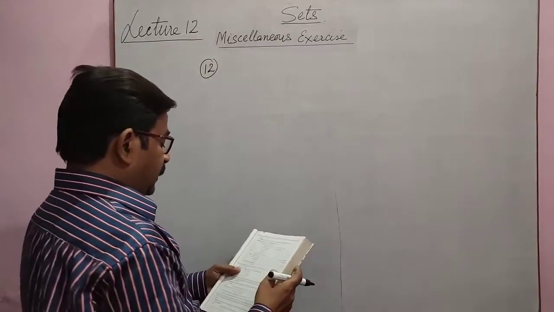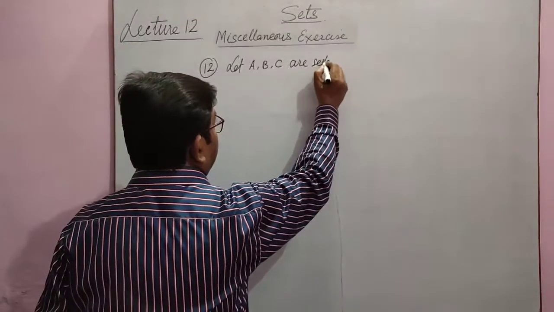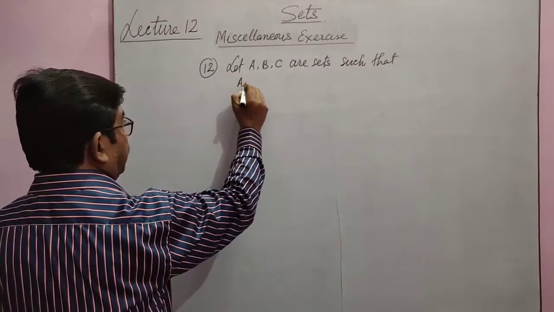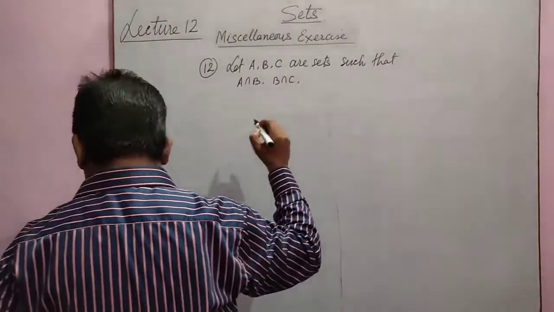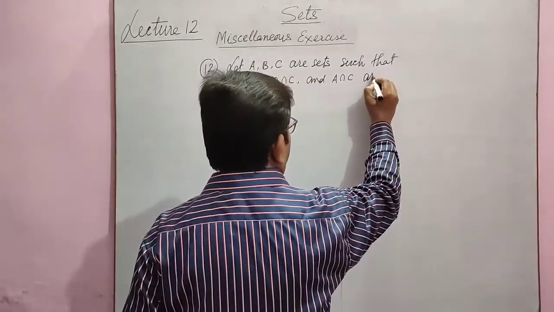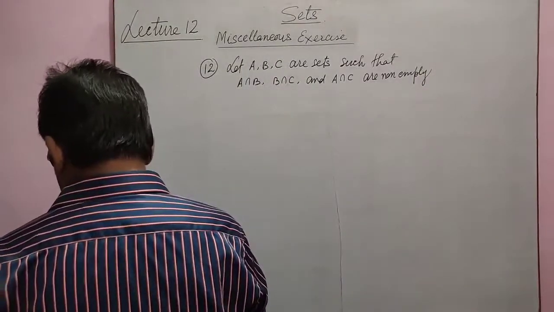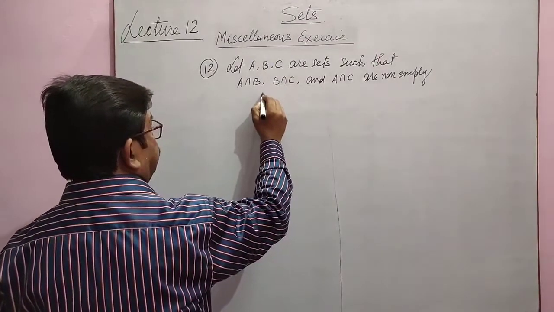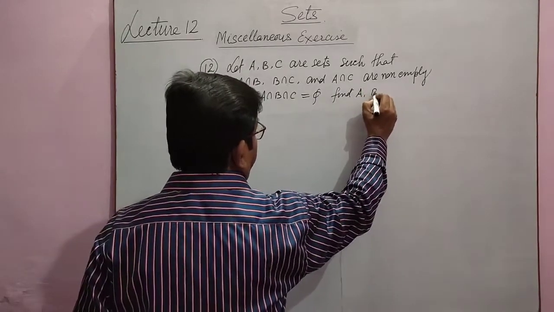Given that A, B, C are three sets such that A intersection B, B intersection C, and A intersection C are non-empty, and A intersection B intersection C is equal to phi. Find A, B and C.